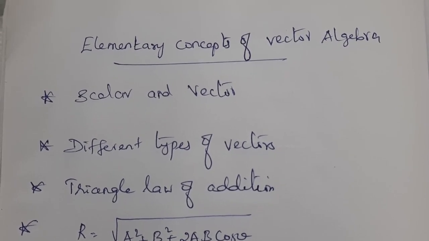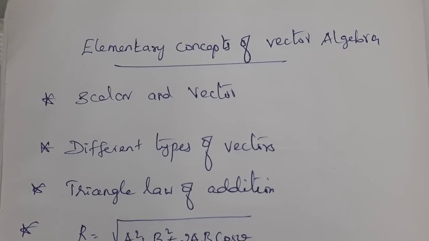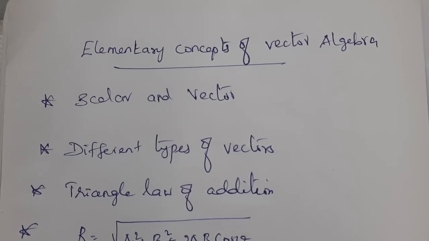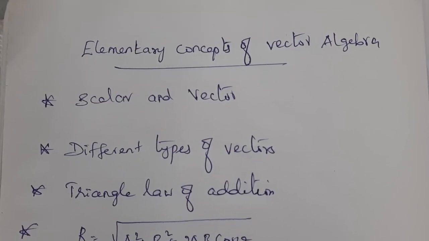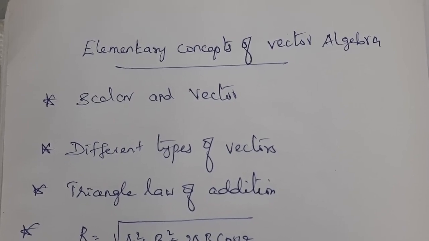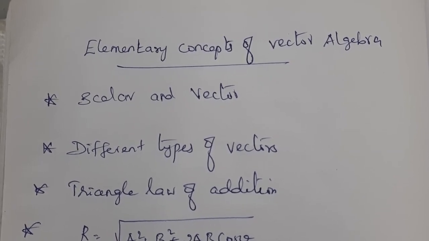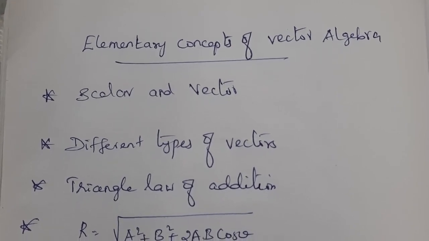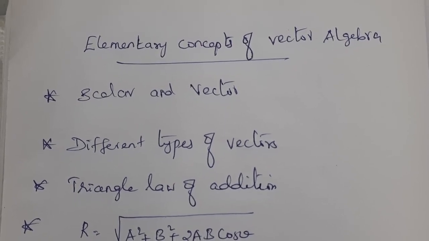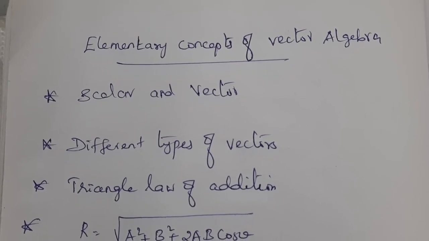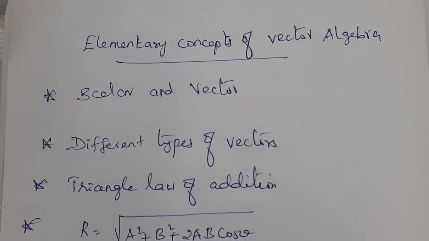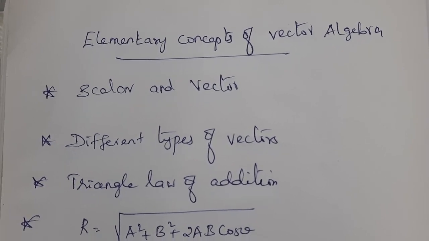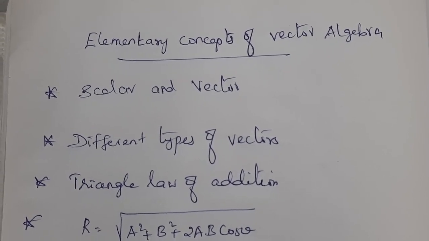Next, the magnitude of a vector is nothing but the length of the vector. Also, we learned different types of vectors. What are the different types? Equal vectors, collinear vectors, parallel vectors, anti-parallel vectors, unit vectors, and orthogonal unit vectors. Then we discussed the addition of vectors. When two vectors are inclined at an angle, we follow two methods for addition: the triangle law of addition and the parallelogram law of vectors.